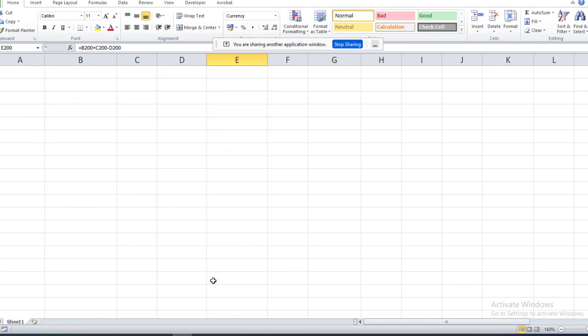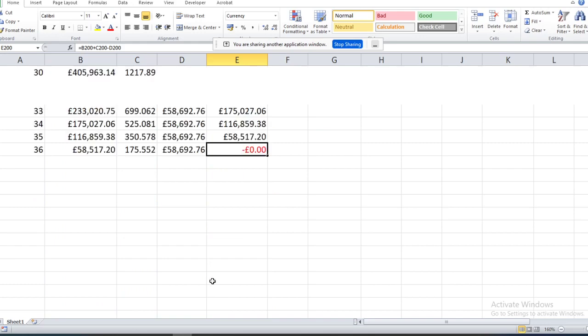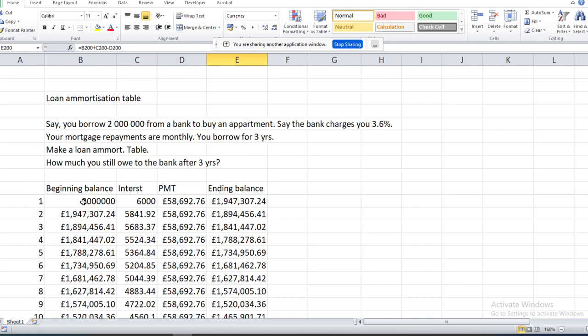So even if this table is really big for 15 years, that's still fine. You just need to fill out the first period and the beginning balance of the second period. Okay. So this is the first task completed. We've done the amortization table. Now the second task is how much you still owe to the bank at the end of 3 years. Let's change this question because the loan life is 3 years and how much you owe to the bank at the end of 3 years.